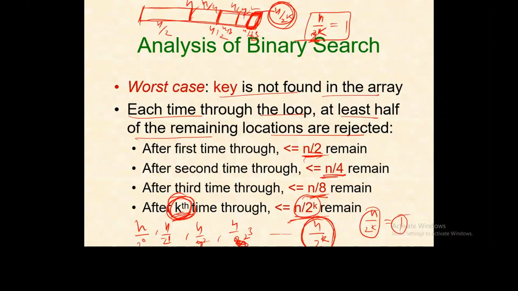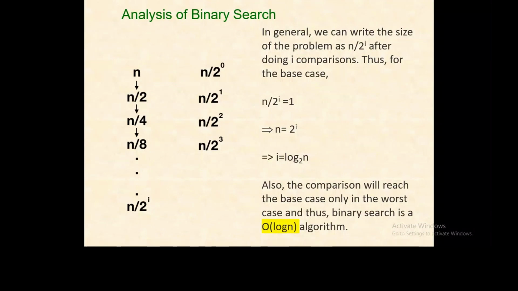So it is clear that after the kth iteration the size of the list will be equal to 1. Look here, it is shown here, where we take the ith iteration instead of k. Initially the list is n, then n by 2, then n by 2 raised to power 2, then n by 2 raised to power 3, like this. So we are assuming in the last iteration it will be n by 2 raised to power i. When it is n by 2 raised to power i, its value finally will be equal to 1. So we write n by 2 raised to power i equals 1.